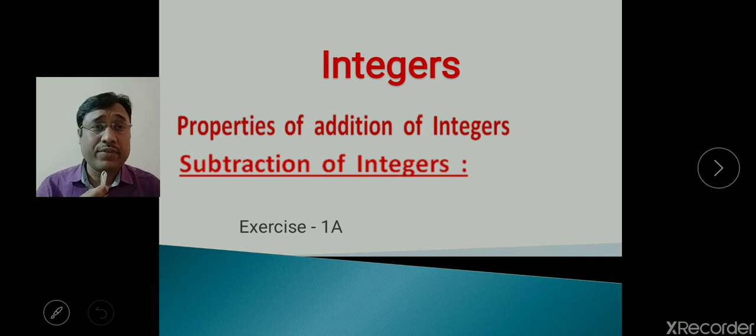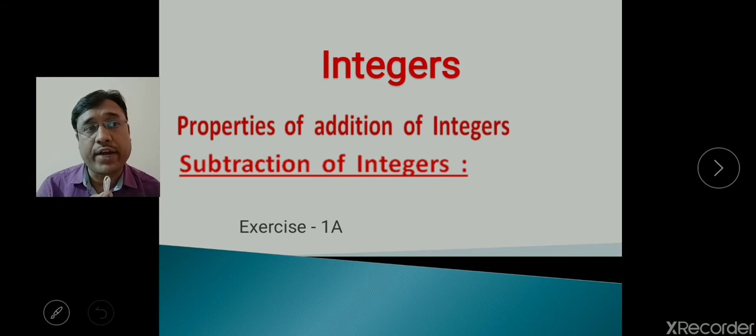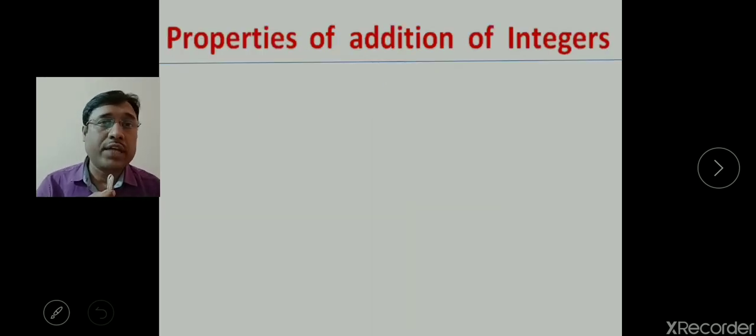Today we are going to study the chapter Integers, and the topics I will explain here are for Exercise 1A. Now you can see here we have to discuss the properties of addition of integers and subtraction of integers. So let us try to understand, first of all, the properties of addition of integers.